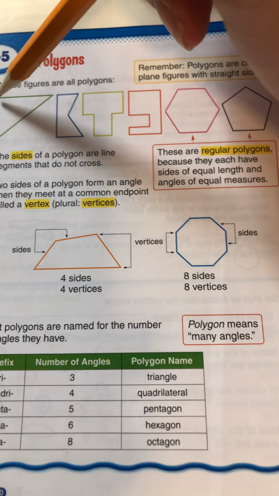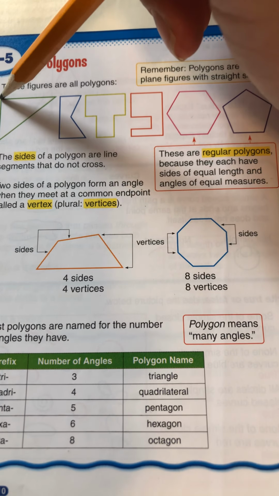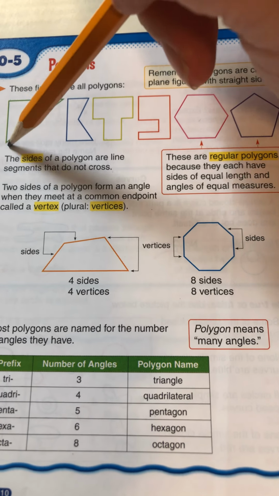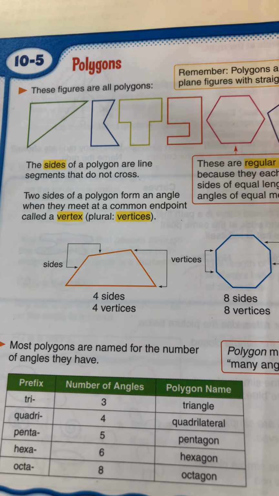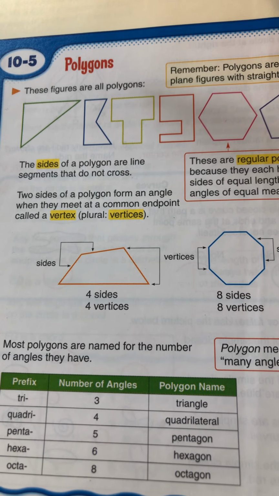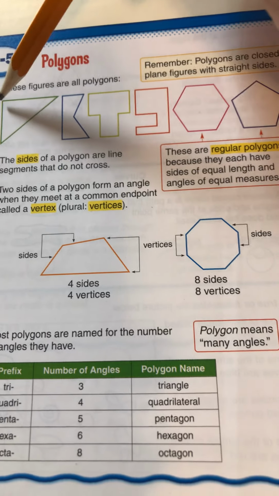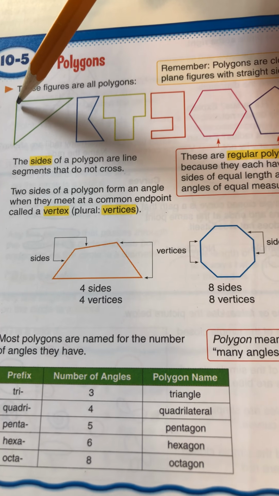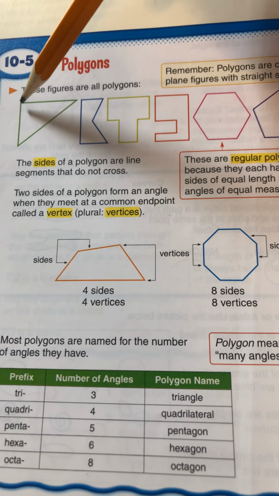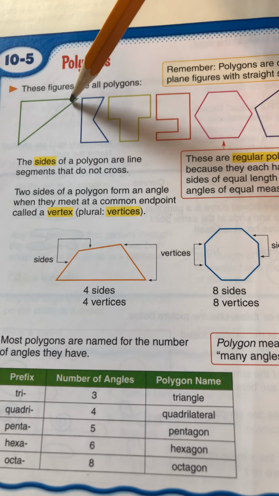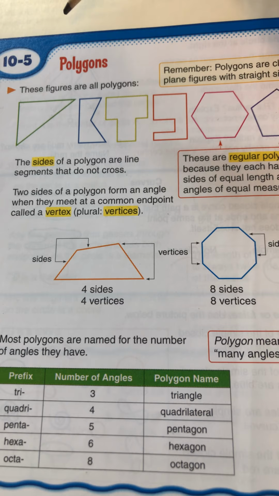The sides of a polygon are considered to be line segments that touch other line segments but never cross. Okay, so the lines of a polygon will never cross, they only meet. And where they meet, just like when we talked about angles, is called a vertice or vertex. And the plural of that is vertices. So when we have more than one vertex on a figure, those are vertices.